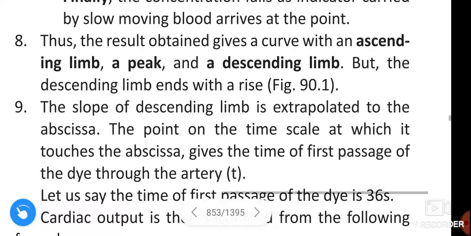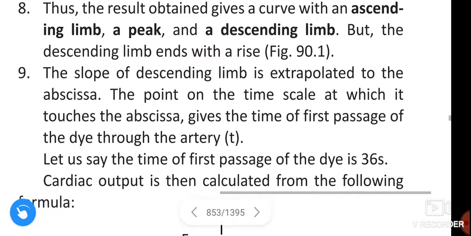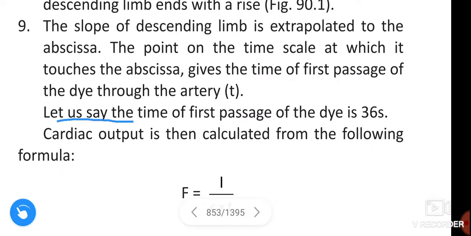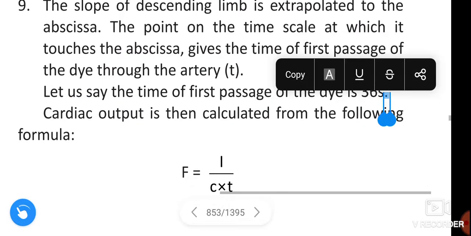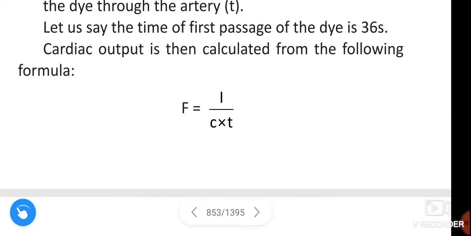Next, the slope of the descending limb is extrapolated to the abscissa. The point on the time scale at which it touches the abscissa gives the time of first passage of dye through the artery. Let us say the time of first passage of dye is 36 seconds. Cardiac output is then calculated from the following formula.